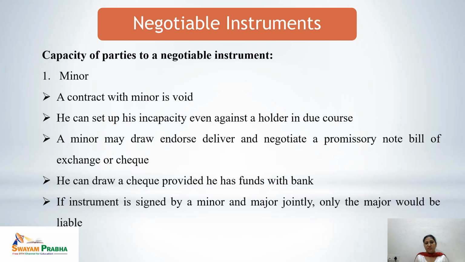And if there is an instrument signed by two persons, one a major and one a minor, who have jointly signed it, only the major would be liable for those signatures, not the minor, as the contract with a minor is void ab initio. No contract can be enforced at law if it is made with a minor. So if the instrument is signed by more than one person, one minor and one major, only the major would be held liable.